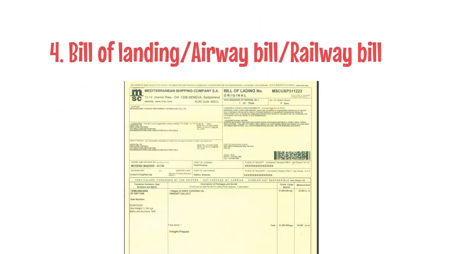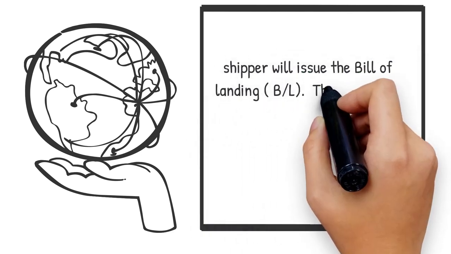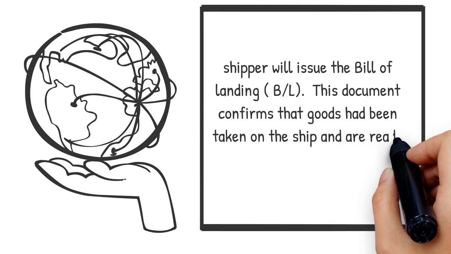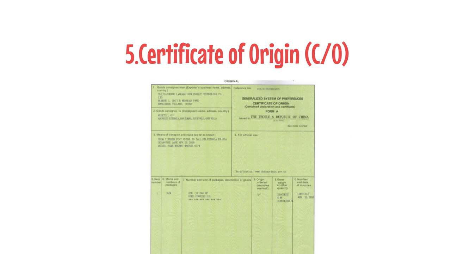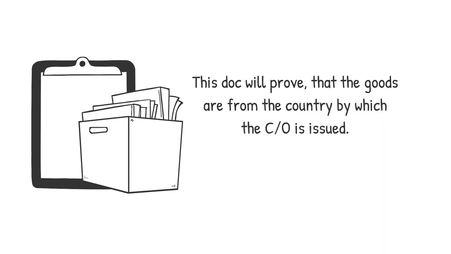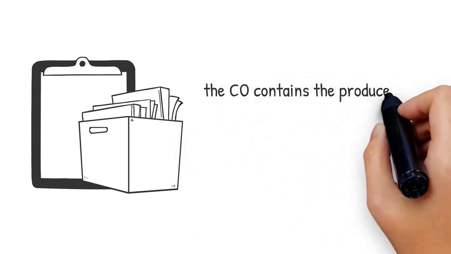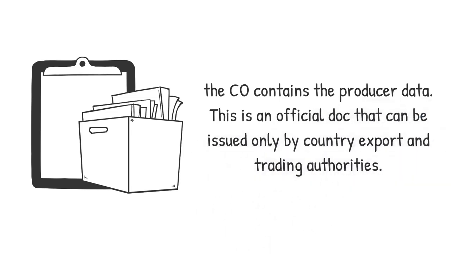4. Bill of lading, airway bill, railway bill. When the goods have been taken on board the ship, the shipping company issues the bill of lading. This document confirms that the goods have been taken on the ship and are ready for shipping. This is the proof for receivers and banks that the goods are ready for shipment. 5. Certificate of Origin. This doc will prove that the goods are from the country by which the CO is issued. Also, the CO contains the producer data. This is an official doc that can be issued only by country export and trading authorities. Usually, issuing it will cost money.